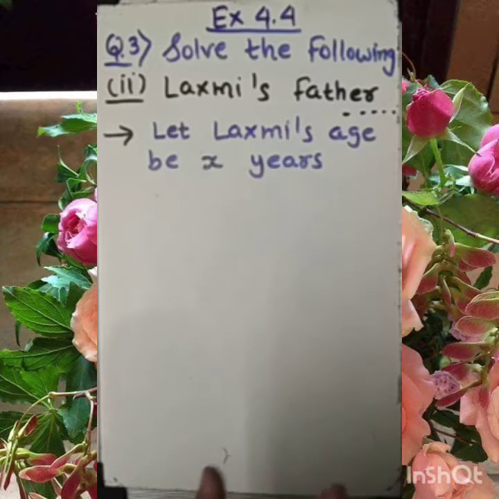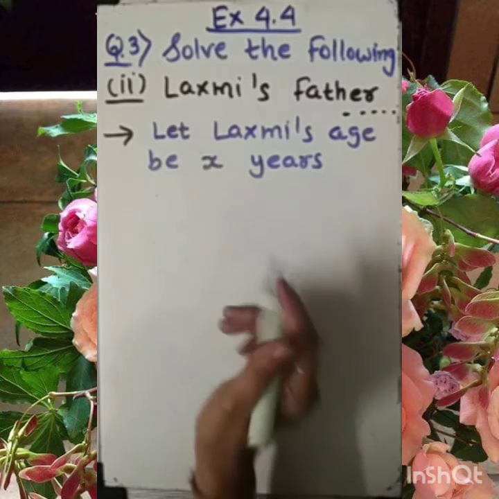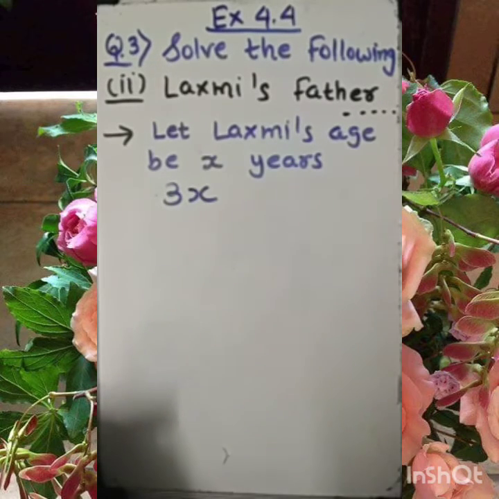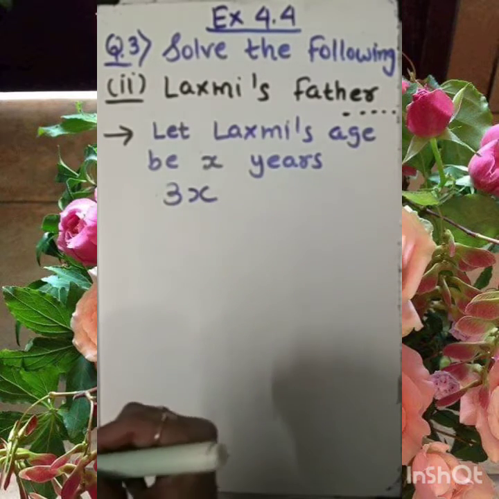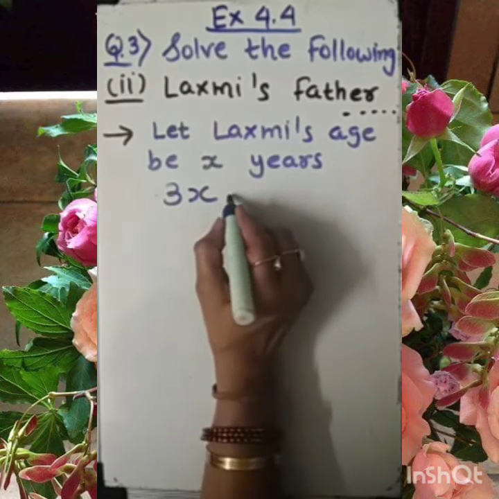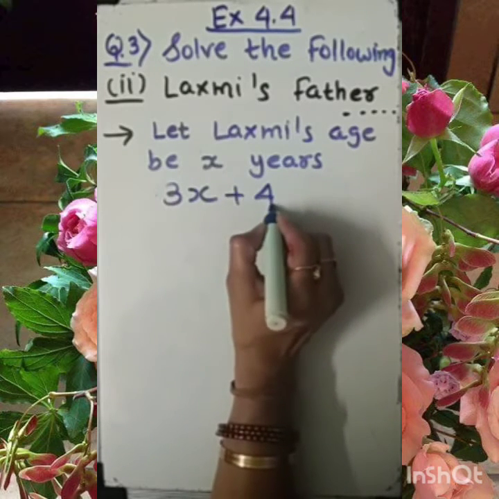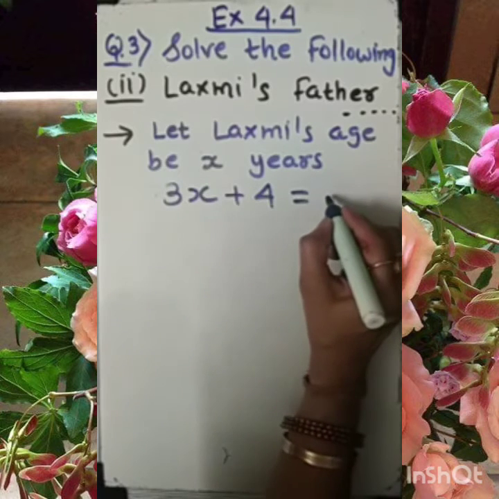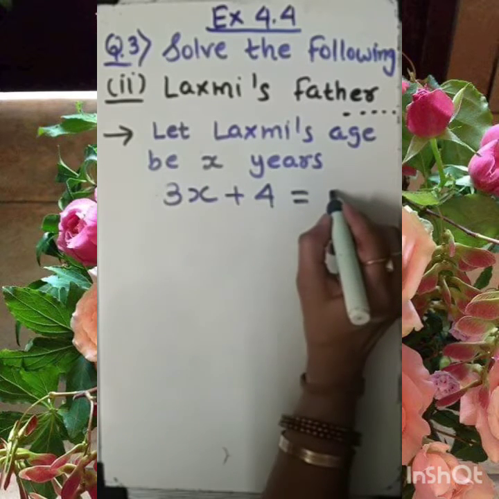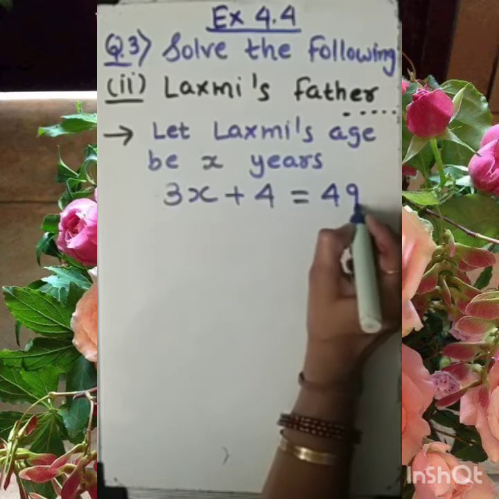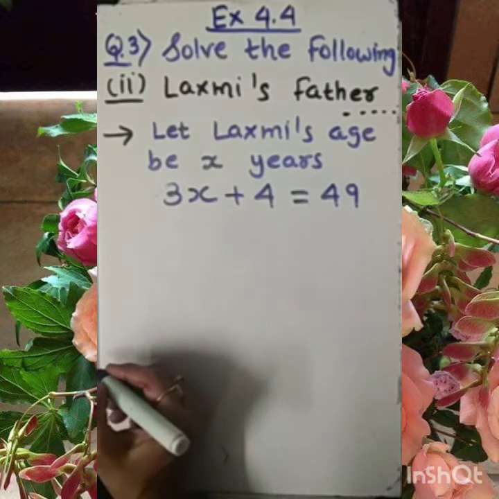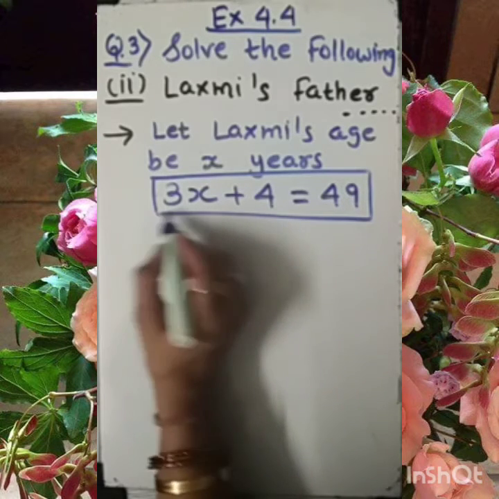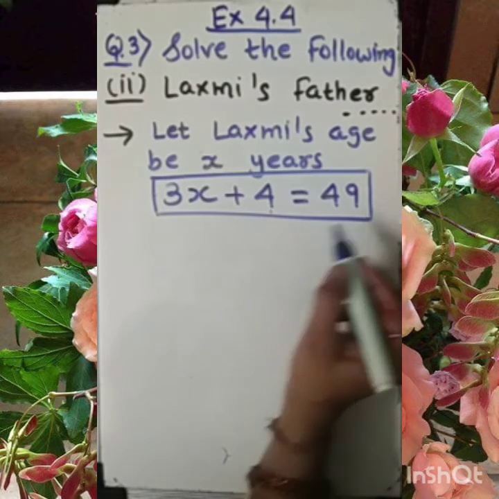3 times Lakshmi's age is given. That is 3x. And 4 years older means 4 years bigger, 4 years extra. That will be equal to the age of the father, that is 49 years. So my dear student, 3 times Lakshmi's age plus 4 equals 49.